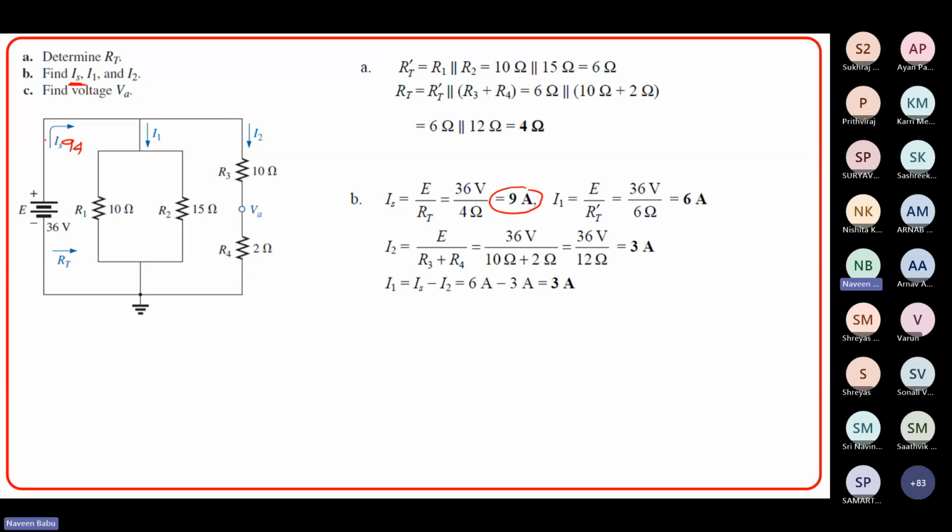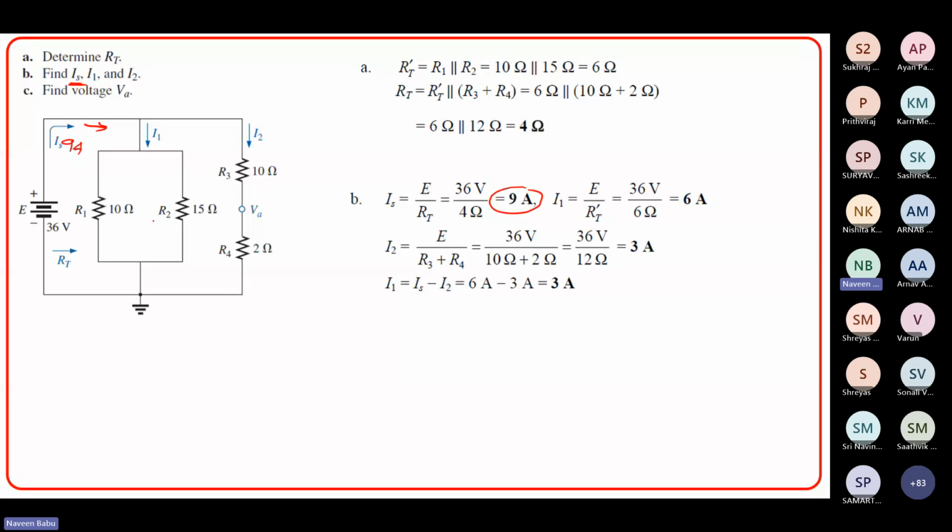I1 is asked. Now, if you know this current, please note, this is 9 ampere. You need to find out I1. So you can apply current divider rule, that is 9 multiplied by the opposite resistance, which is 10 plus 2, is 12 ohms. Yeah, 10 plus 2 is 12, and then divided by 12 plus this parallel combination.